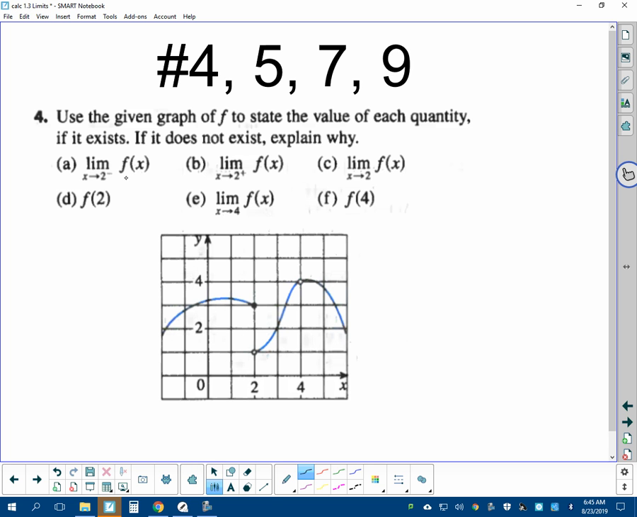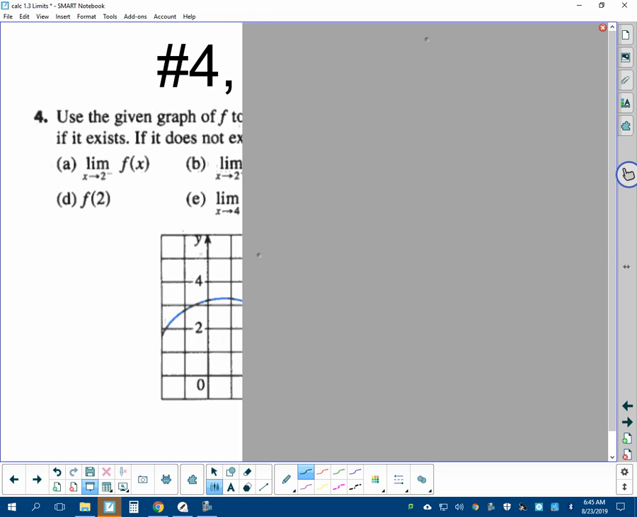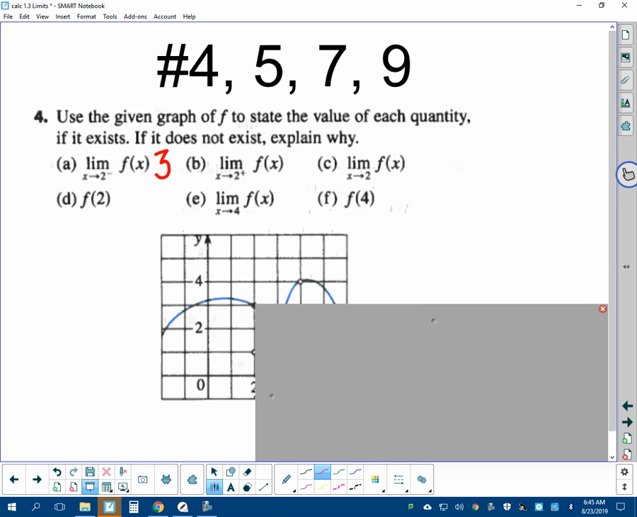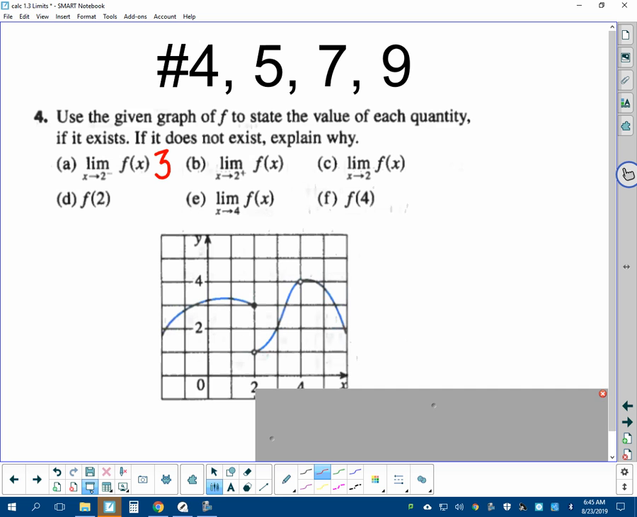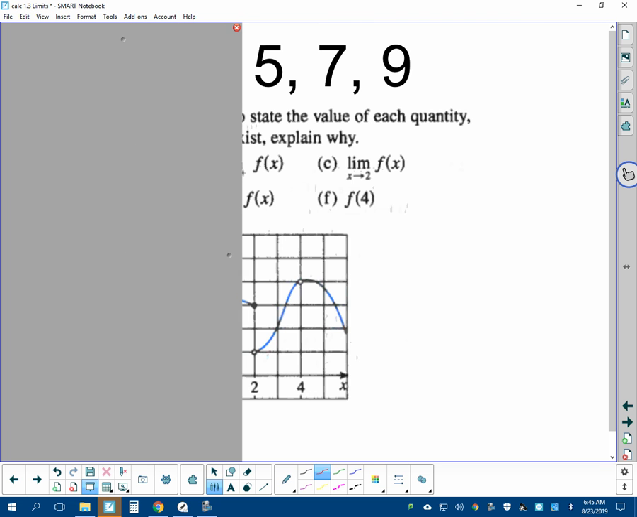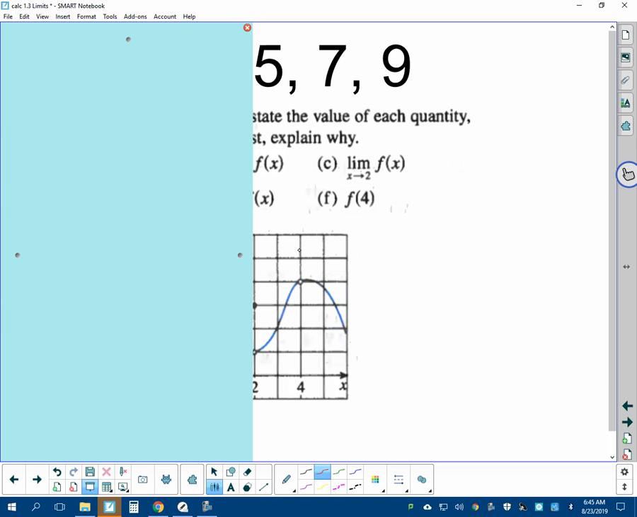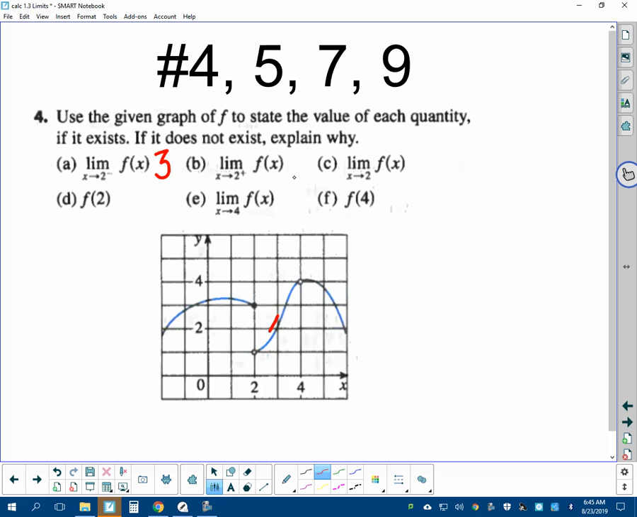All right, part A, the limit as x approaches 2 from the left side. So as you're approaching 2 from the left side, that means we're not going to look at all at the right side of 2. So the limit, what are we approaching? We are approaching 3. The limit as x approaches 2 from the right side, so now we're ignoring the left side of 2, and that limit is approaching 1.